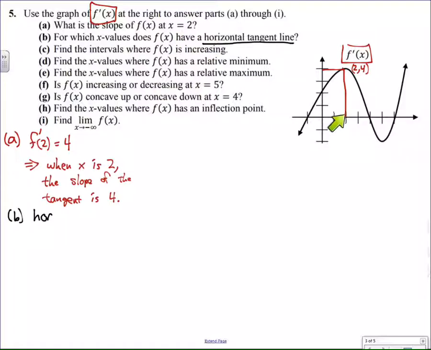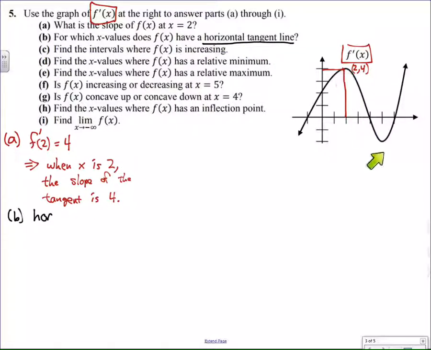Again, the temptation would be when x is 2 to go up here and say, oh, the slope is 0 because it looks like a stationary point. But this is the derivative. It's a slope function. If the y value equals 4, it means the slope of the tangent is 4 when x is 2. So remember, this is not the function, this is the derivative. And so I say f prime of 2 is 4, which means when x is 2, the slope of the tangent is 4. Now on to the horizontal tangent line.